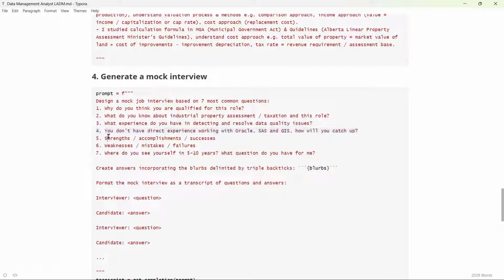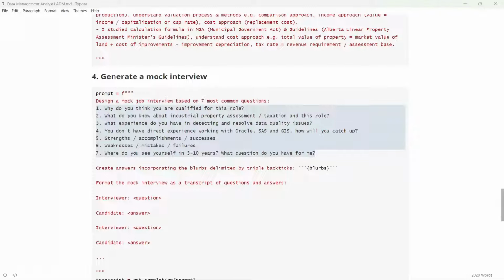Most of the time, if we don't have everything that's being asked in the job description, you should prepare something like this, right? And then it's the strengths, accomplishments, successes. So these are the positives and these are the negatives: weaknesses, mistakes, and failures. You have to prepare for 2 questions like these. And the last one, where do you see yourself in 5-10 years? What questions do you have for me? What do you think? These 7 questions are very, very typical.